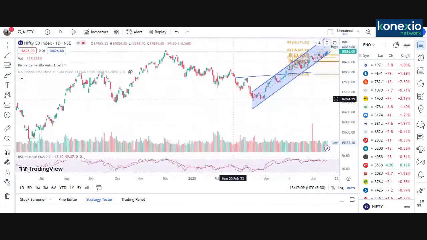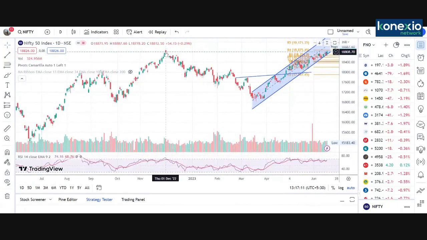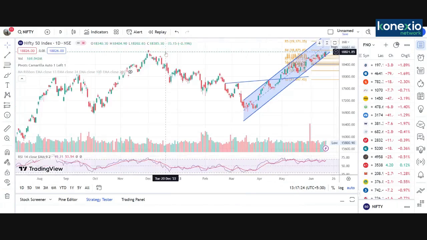Now let me just show you. This was the lifetime high registered around 1st December 2022, and after a huge, long consolidation, it has seen a valley. You can see this valley and then a breakout. So definitely, if we take this valley as a target, we might see a rally of 2,000 points from the breakout point.